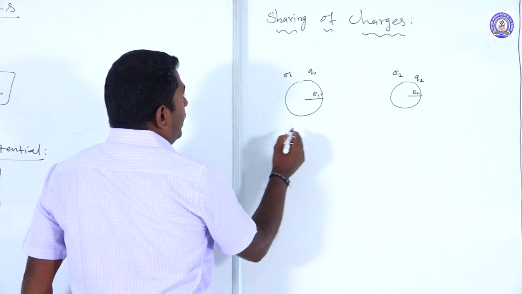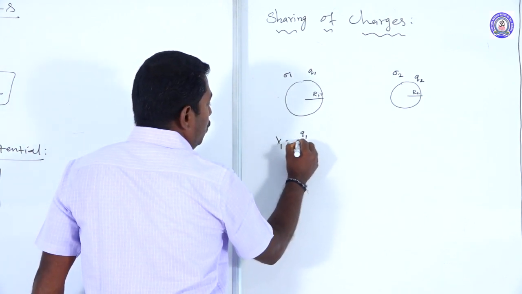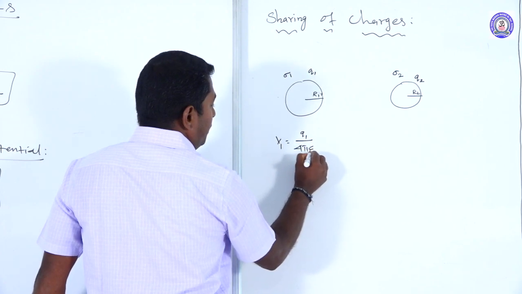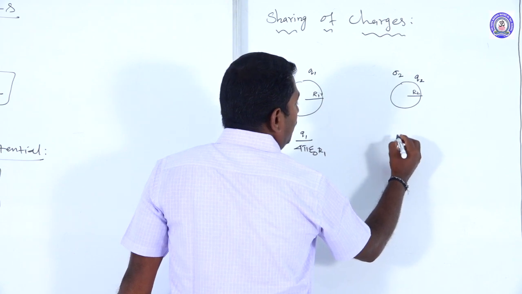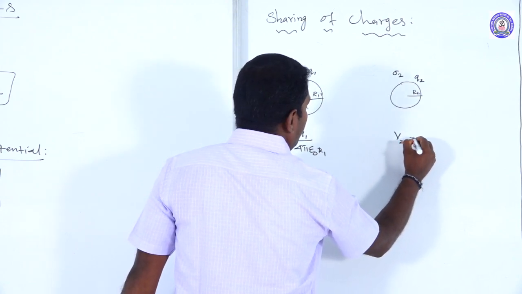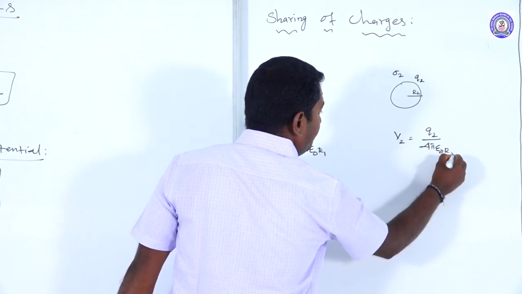Potential of the first spherical shell, V1, is equal to Q1 divided by 4 pi epsilon naught R1. Potential of the second uniformly charged spherical shell, V2, is equal to Q2 divided by 4 pi epsilon naught R2.